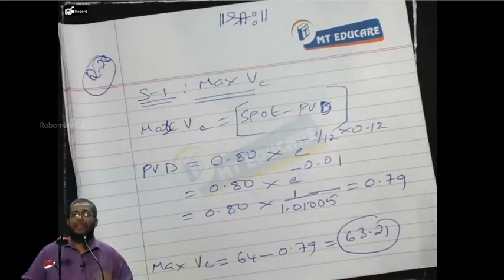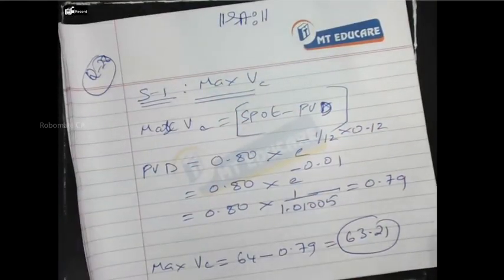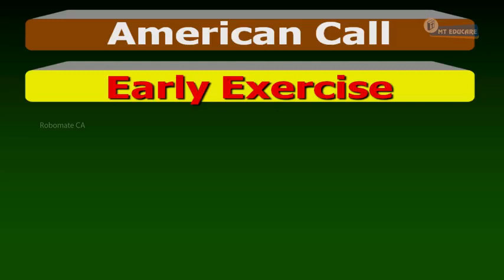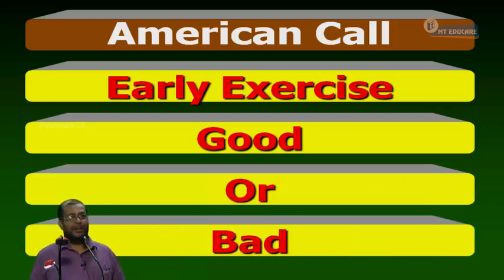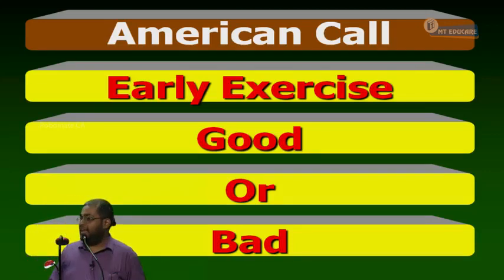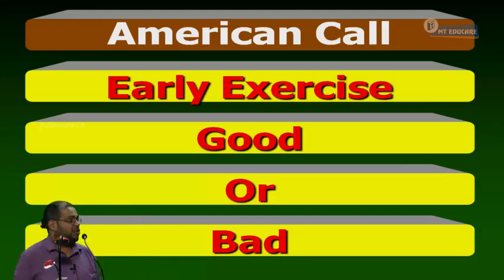Shall we start now? American call. The subject matter of discussion is: is early exercise of an American call good or bad? I did not ask this question for a European call because it cannot be exercised early. Remember, it can be exercised only on what? Maturity date. The question comes only for an American option, because it can be exercised on the maturity date or even today. Is early exercise good or bad? That is the issue to be discussed now.